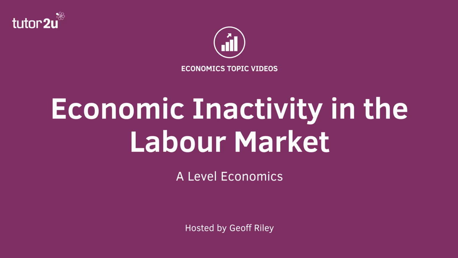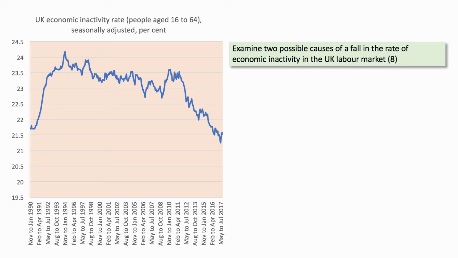Okay, hi, welcome. We're going to take a look at the concept of economic inactivity in the labour market. It's highly topical at the moment, and we're going to look at a question built around some data. Here's the question. Examine two possible causes of a fall in the rate of economic inactivity in the UK labour market. You can see our chart here showing the inactivity rate has declined from about 23.5% in 2010 down to around 21.5%. That's people of working age who are not in work or actively seeking work.